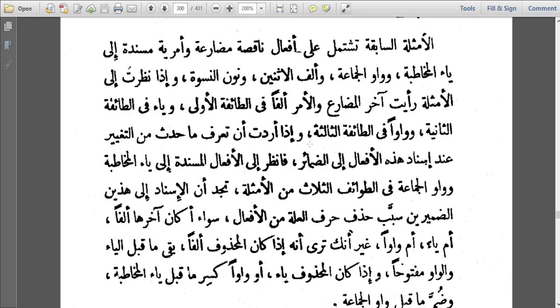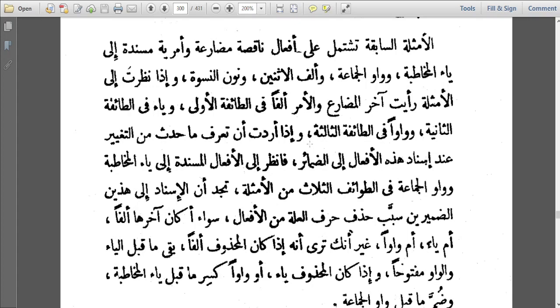It says وَيَاءً فِي الطَّائِفَةِ الثَّانِيَةِ. So you have the verb abda, the past tense. The mudari is yubdi, and it ends with yai. That is for the second part. It says وَوَاوًا فِي الطَّائِفَةِ الثَّالِثَةِ. And the third part, the verb da'a, the mudari is yad'u, and it ends with waw.